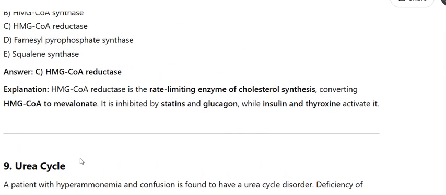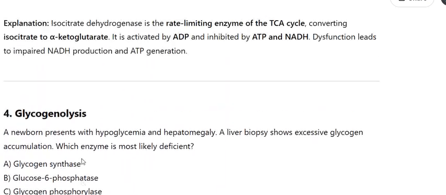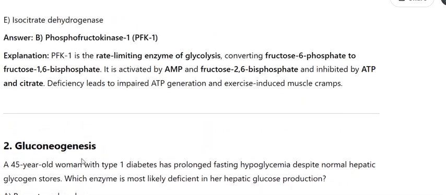Here are USMLE-style questions on the rate-limiting enzymes of major biochemical pathways, along with their answers and explanations.